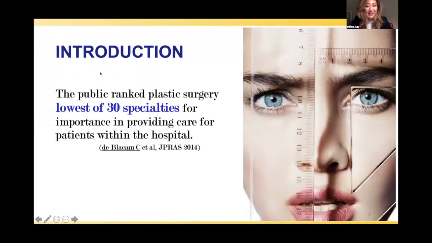So our study was inspired by a 2014 report that the public ranked plastic surgery lowest of 30 specialties in terms of importance in providing care for patients within the hospital. These findings are within context of the literature reports that the public are often only exposed to a very small part of plastic surgery practice.